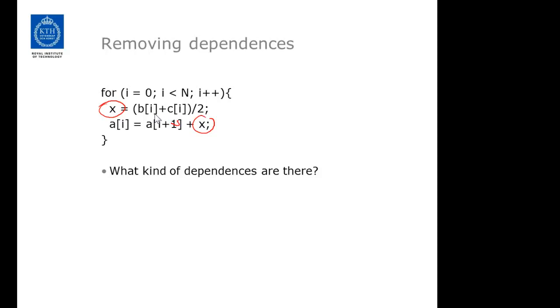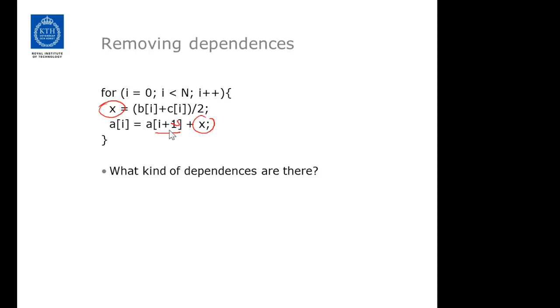But there is the output dependence between iterations. So how can we remove that dependence? Then we also have an anti-dependence here between loop iteration I plus 1 and I. And how can we get rid of that? Well, when it comes to the X variable, we privatize it, because we can have a private copy within each loop iteration.